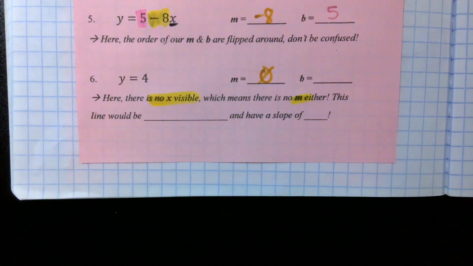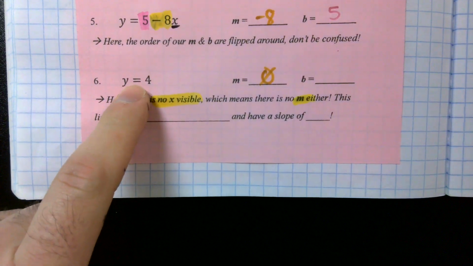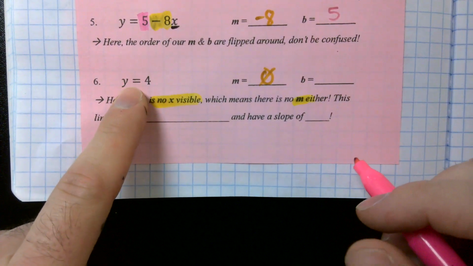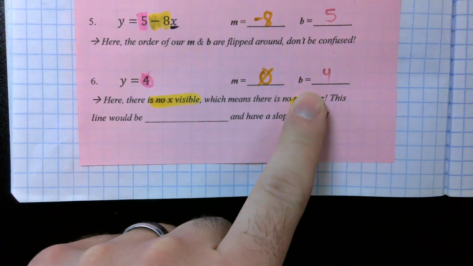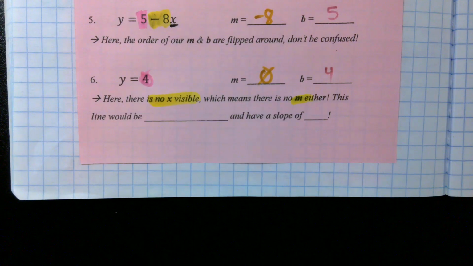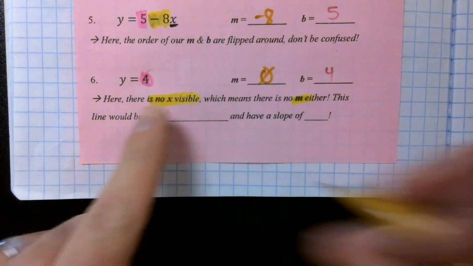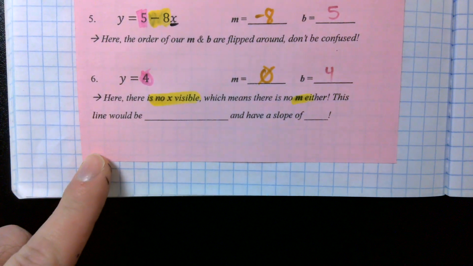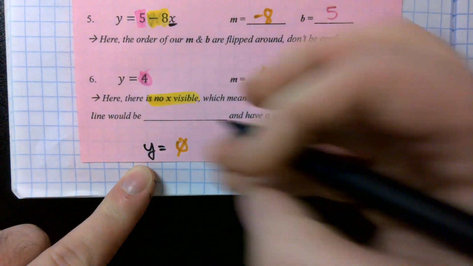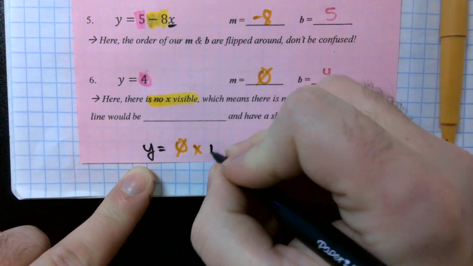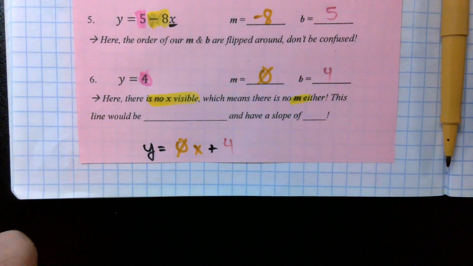Now, again, do you see another number there that's just chilling in the equation? You don't see any numbers there. 4. Oh, I see a 4. I see that too. So I'm going to highlight it in pink. And that tells me my b value is 4. Okay? So there's no x visible. There's no m either. It's like I have the equation y is equal to 0x plus 4.